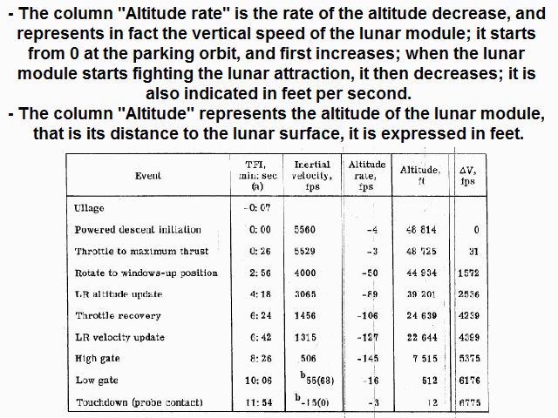The column Altitude Rate is the rate of the altitude decrease and represents in fact the vertical speed of the lunar module. It starts from zero at the parking orbit, and first increases. When the lunar module starts fighting the lunar attraction, it then decreases. It is also indicated in feet per second. The column Altitude represents the altitude of the lunar module, that is its distance to the lunar surface. It is expressed in feet.